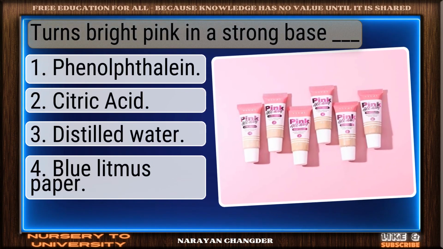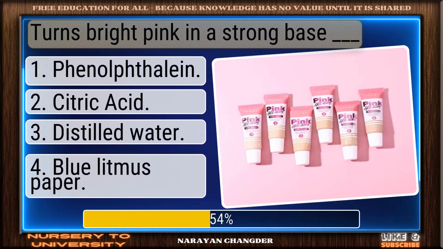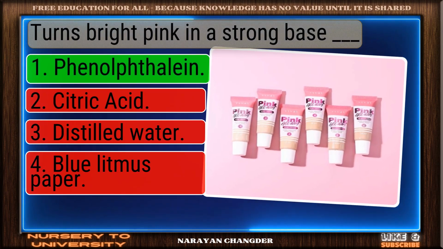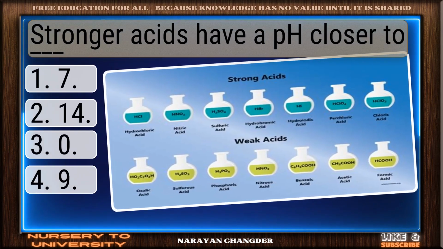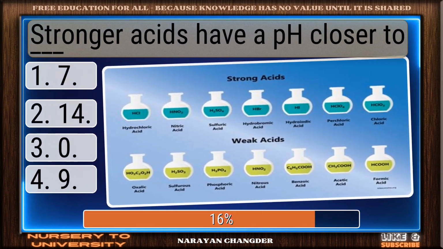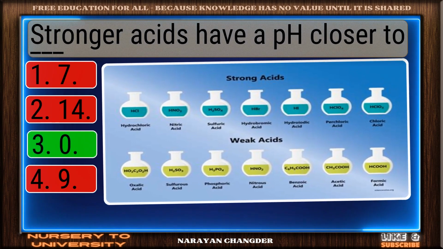Question number 33. Turns bright pink in a strong base, dash. Smart move. Phenolphthalein is an accurate answer. Question number 34. Stronger acids have a pH closer to dash. You chose 0, and it is correct.